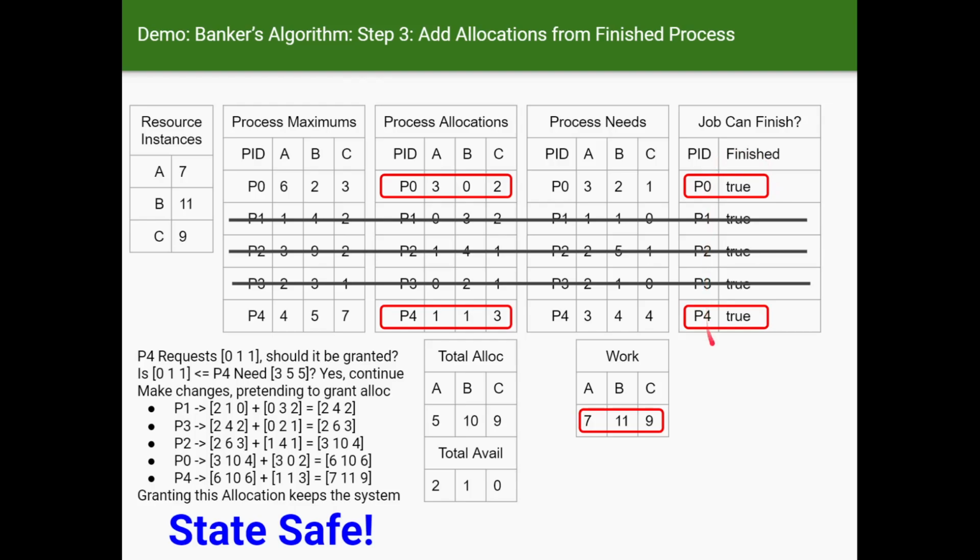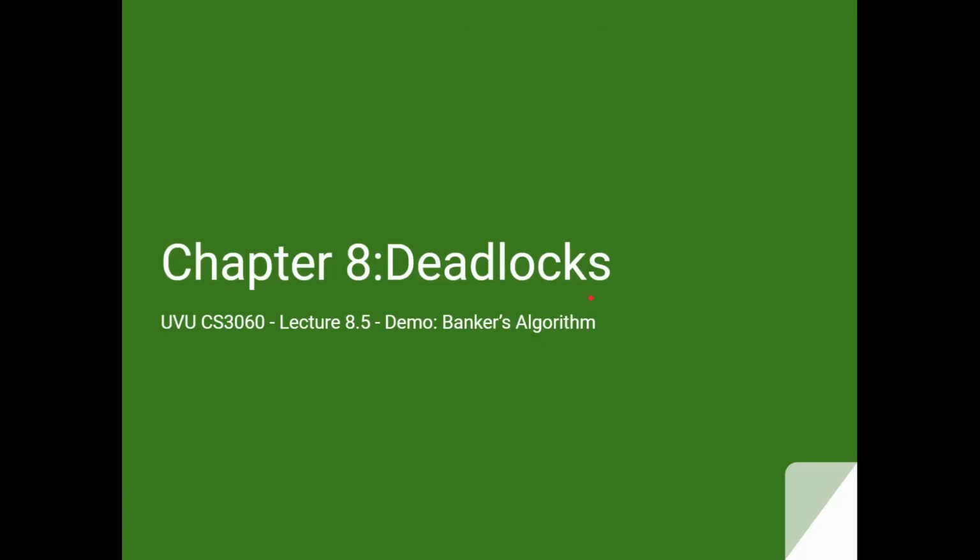All our jobs can finish successfully. That means this particular allocation will keep the system in a safe state. So the operating system, or the algorithm I should say, can grant process 4 its allocation request without stopping process 4. This brings us to the end of lecture 8.5, where I demonstrate the banker's algorithm.